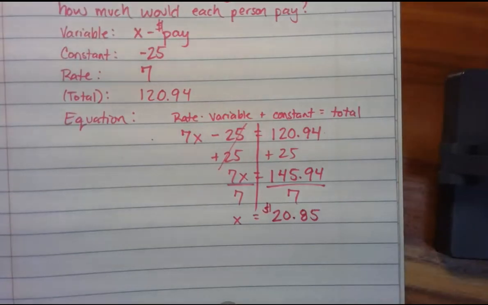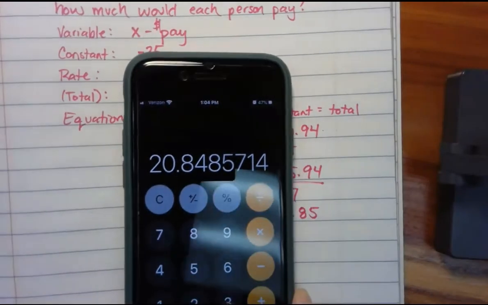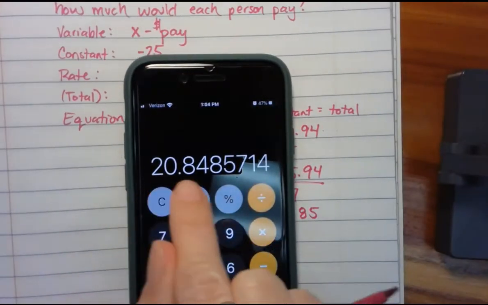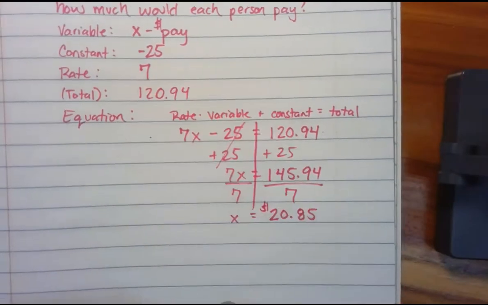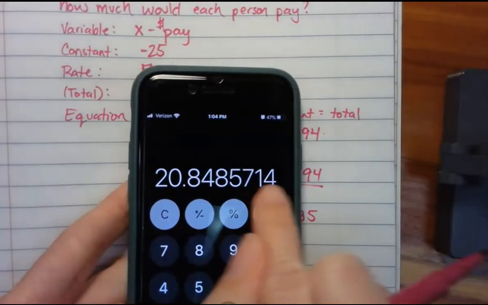I'm pretty sure that comes out even. If it doesn't come out even, sometimes you may have to round. 145.94 divided by 7. Oh, it didn't come out even, actually. In your calculator, you probably got something like this, or maybe in Desmos. And so again, since it's money, because our variable was how much money are you going to pay, of course, this is not money, right?